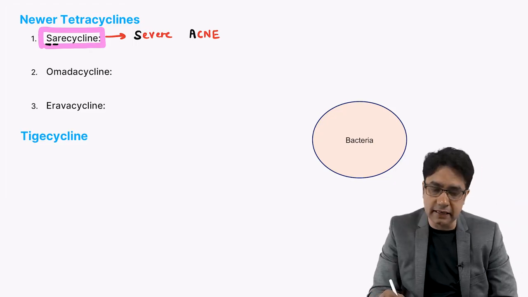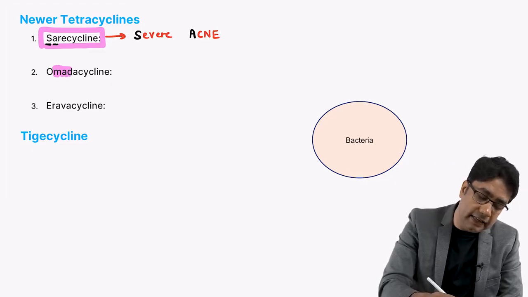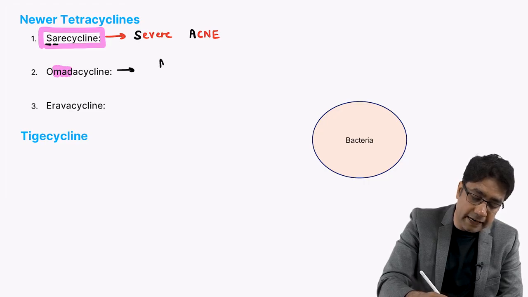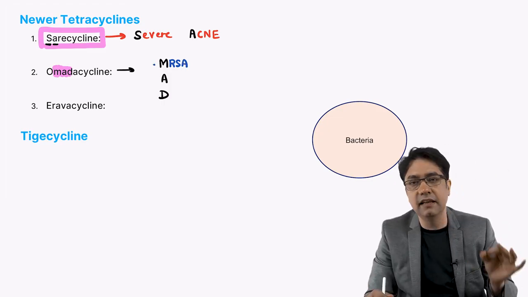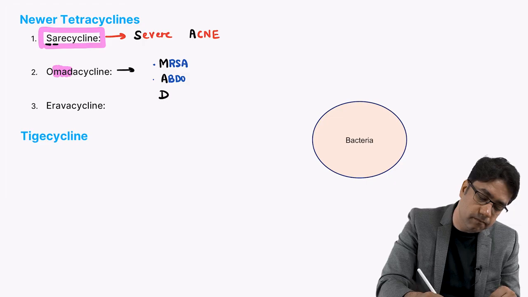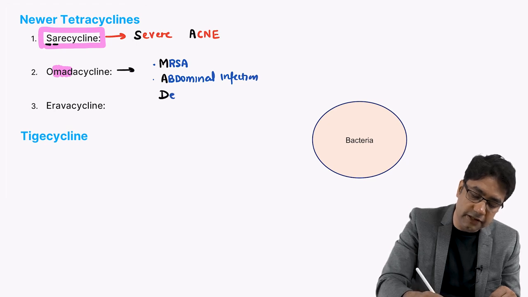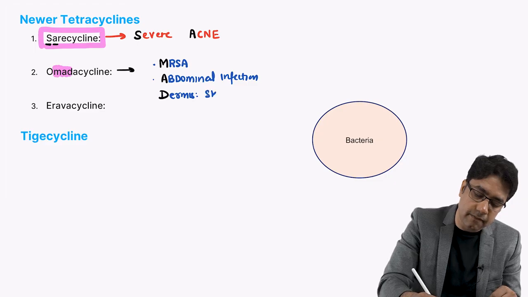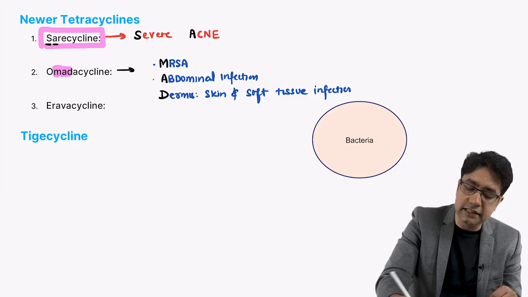Then we have omadacycline. We can see in omadacycline, the word MAD is coming. So omadacycline is given for treatment of MAD. Now MAD stands for: it is effective in MRSA, methicillin resistant Staphylococcus aureus. It is given for abdominal infection. And lastly, D, it is given for dermis. Dermis means skin and soft tissue infection. So again, it's a very broad spectrum drug given for a variety of these MAD infections.